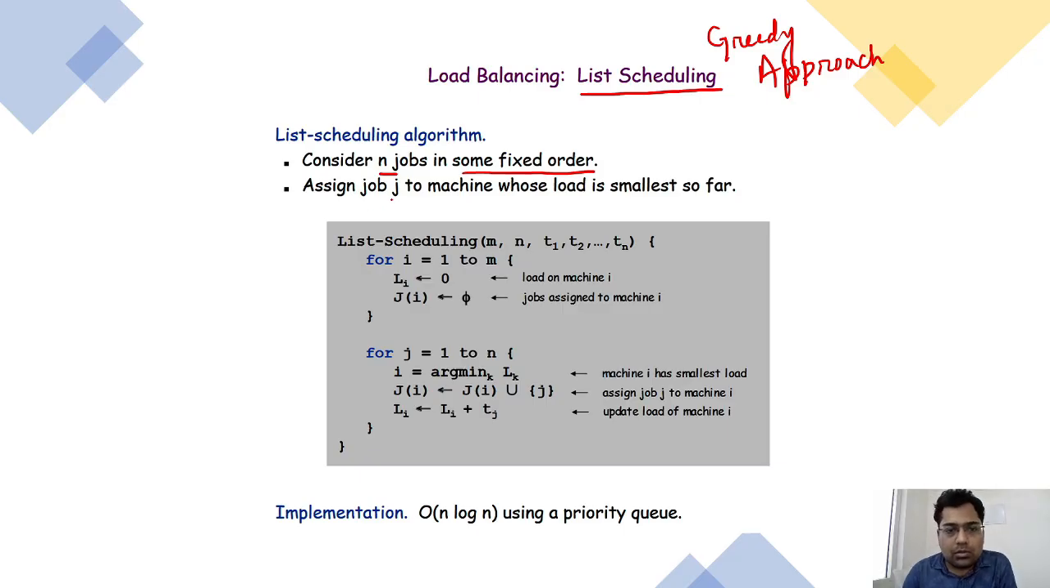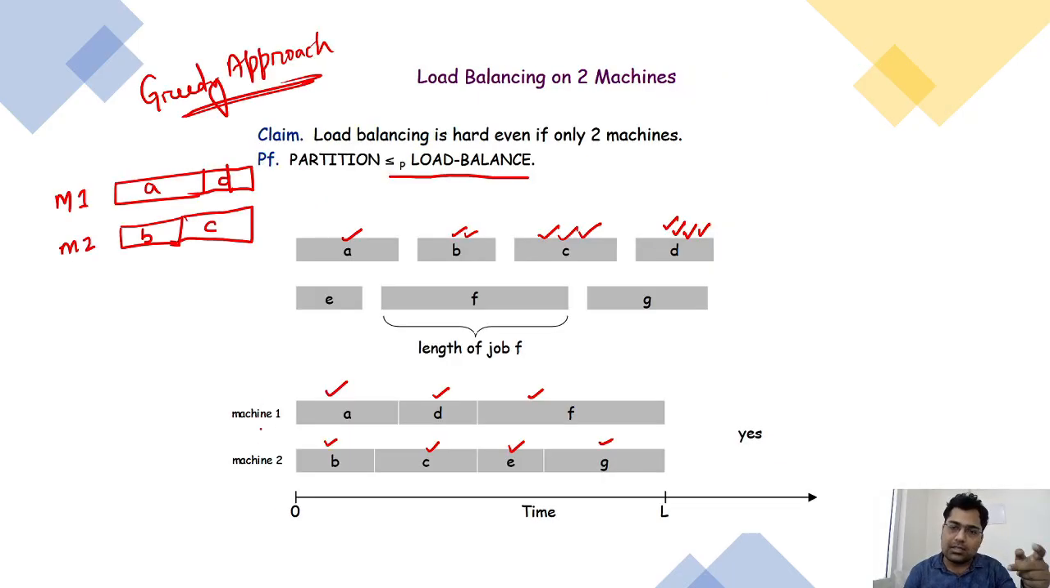Okay, so for the job J, we look at the machine whose load is smallest so far, and we assign that job to the machine which is lesser loaded, whose load is less among all the machines. As we decided with the example, there are two machines. Based on these two machines, whichever is less loaded, the new job will be assigned to that machine.